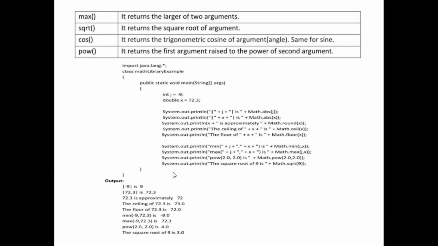Okay, the System.out.println the square root of 9 is Math.sqrt of 9. The answer is 3. The square root of 9 is 3. That is all the functions of Math.